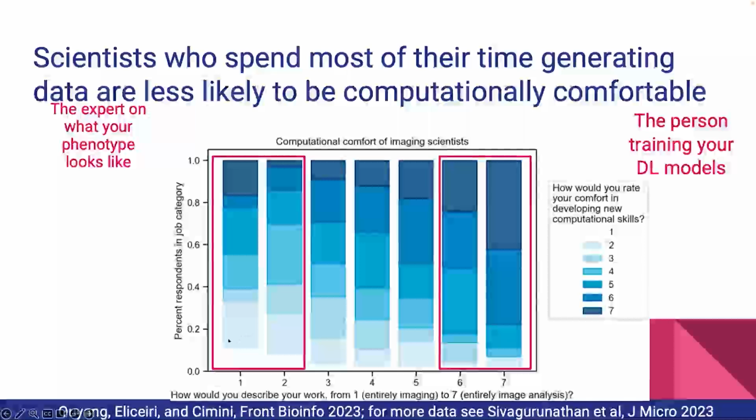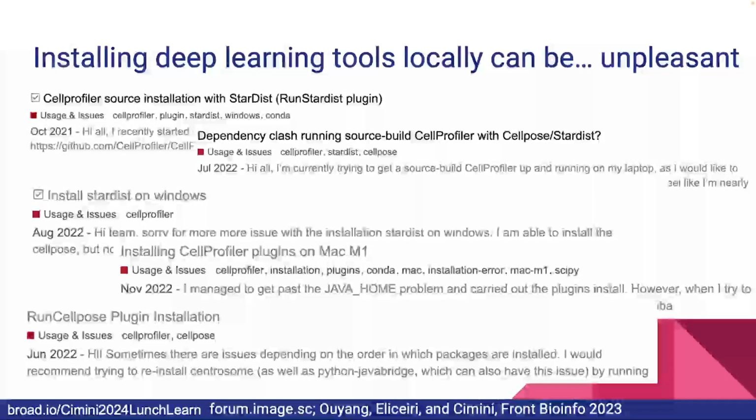Unfortunately, what that ends up meaning is that the people who really deeply understand the biology, who are more likely to be spending more of their time imaging, are much less likely to be computationally comfortable than somebody who's going to be going in and making a deep learning model. Again, there are absolutely really computationally comfortable and qualified people in this bin of doing entirely imaging, but on average, the amount of comfort is going to be less. This is a problem. And this is unfortunately a problem that's only going to get worse.